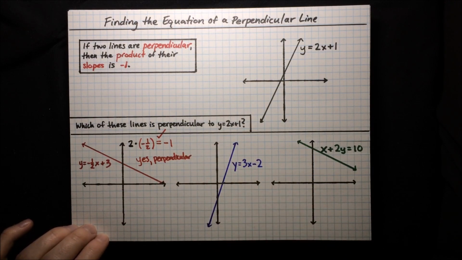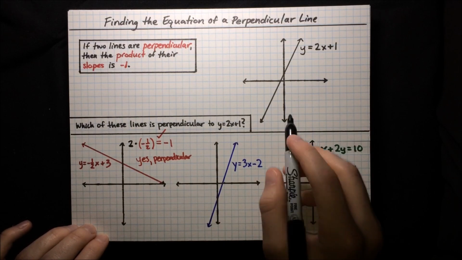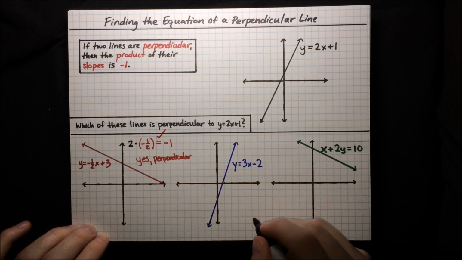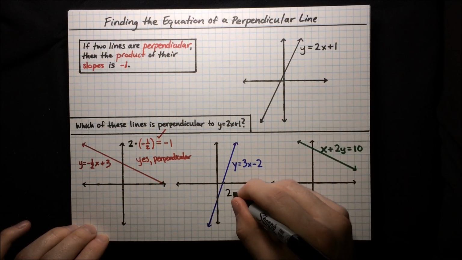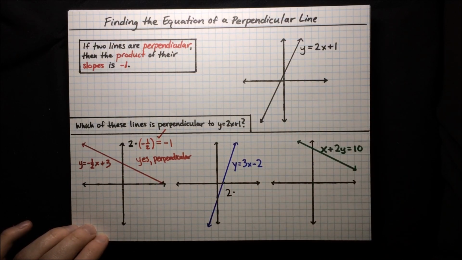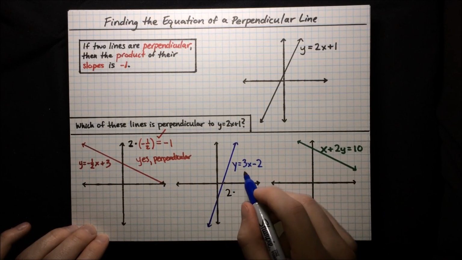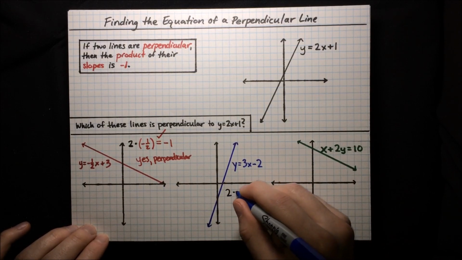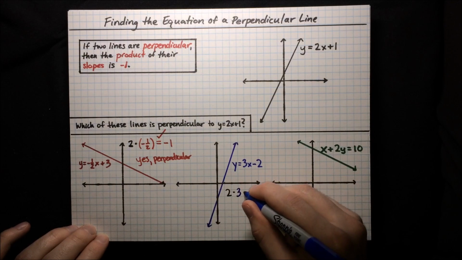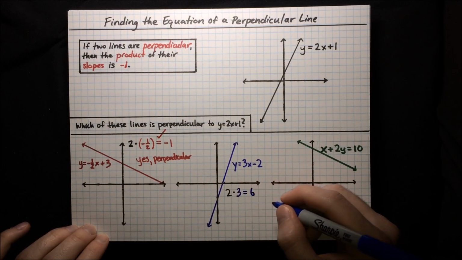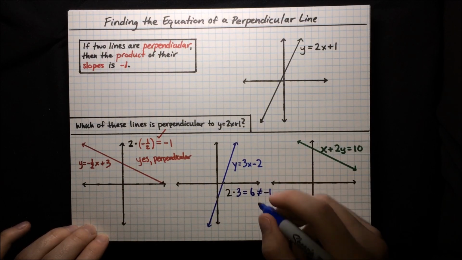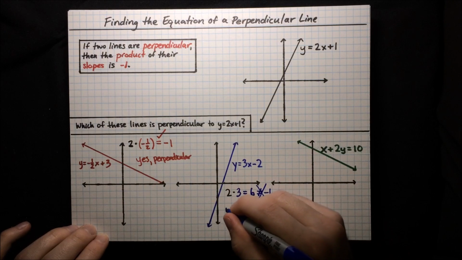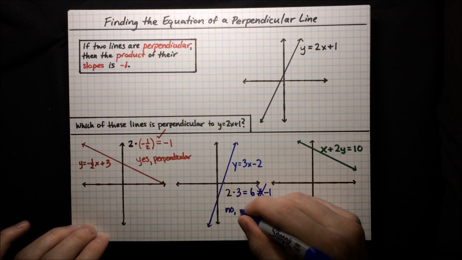Okay. Now how about this line here? y equals 3x minus 2. So let's check it the same way. The slope here is 2, and then we multiply it by the slope of the line y equals 3x minus 2, which is 3. So 2 times 3, what does that equal? That is 6. So no, that's not equal to -1. So no, the lines are not perpendicular.